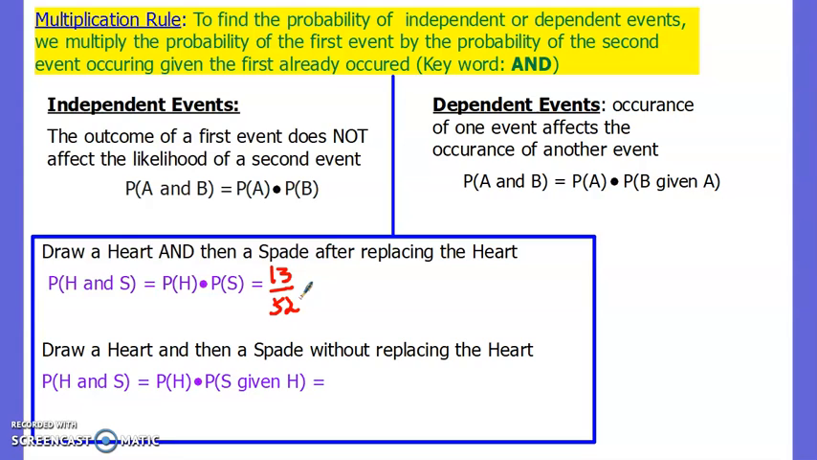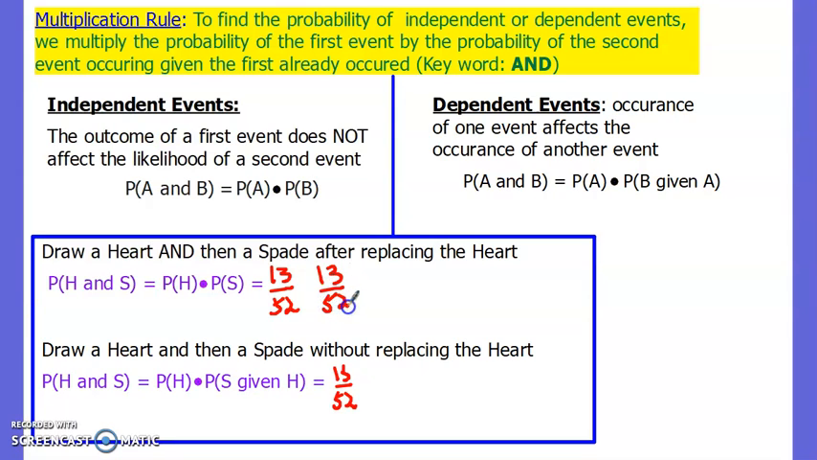But now the question comes in, if I draw that heart, did I put it back? If I put the heart back, then the deck is back to the beginning. Got to reshuffle, everything's exactly the same as it would have been at the start, and the probability of drawing a spade would also be 13 over 52.